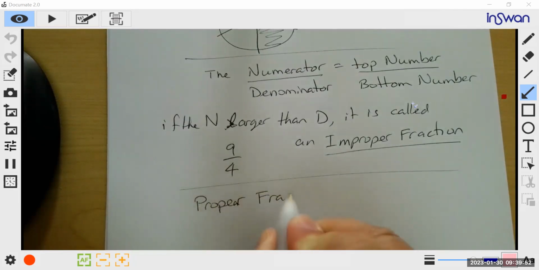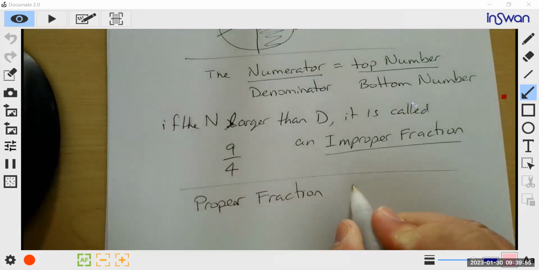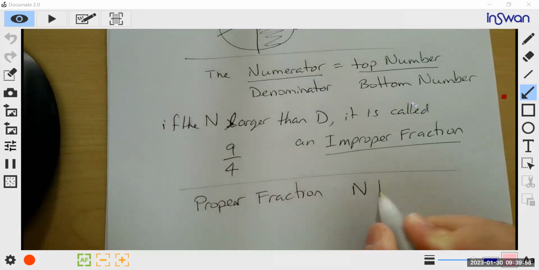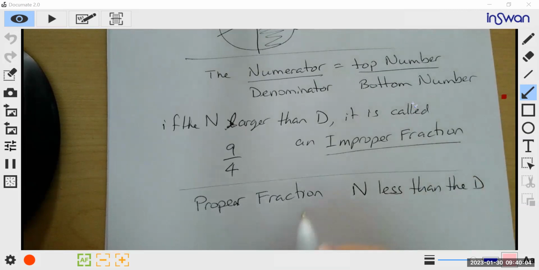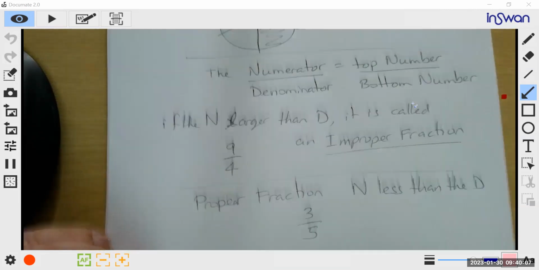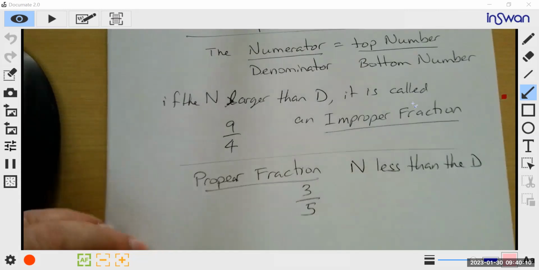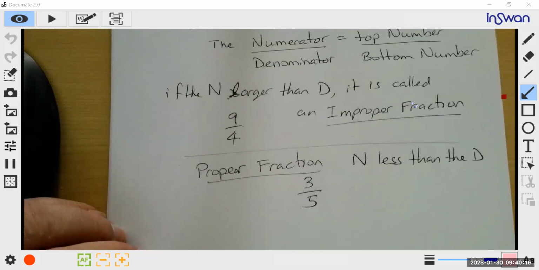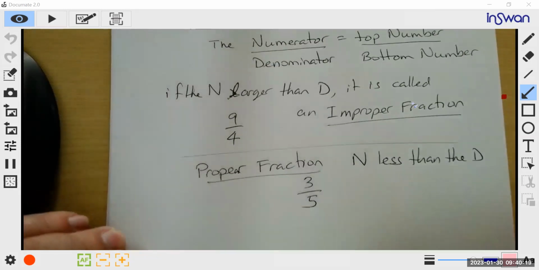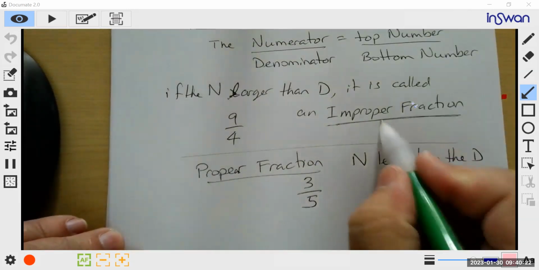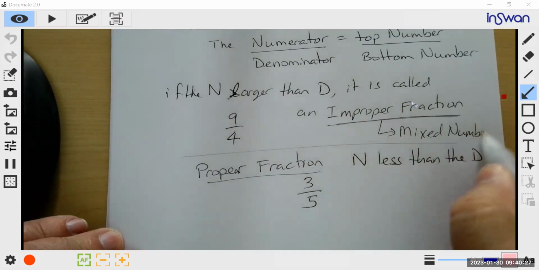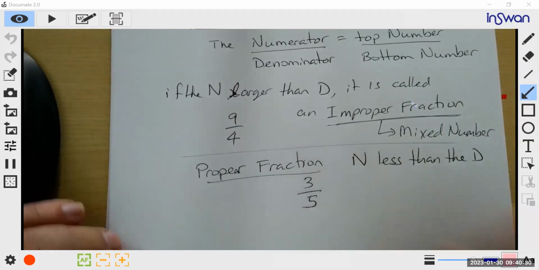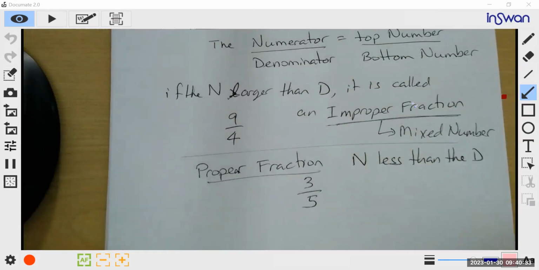A proper fraction has the numerator less than the denominator. That's a proper fraction. Because if you have an improper fraction, then we have to convert it to a mixed number. That's a whole other topic in itself, how to convert those.